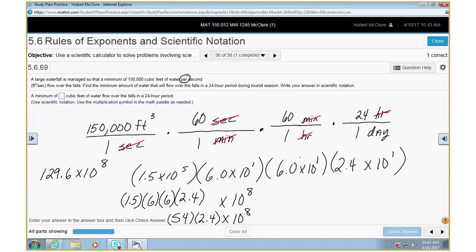Oh, look over here. We don't have scientific notation, so we fix that, right? 1.296 times 10 to the 8th. And which way do we move this decimal to get back the way it was? To the right. So 1.296 times 10 to the 10th power.